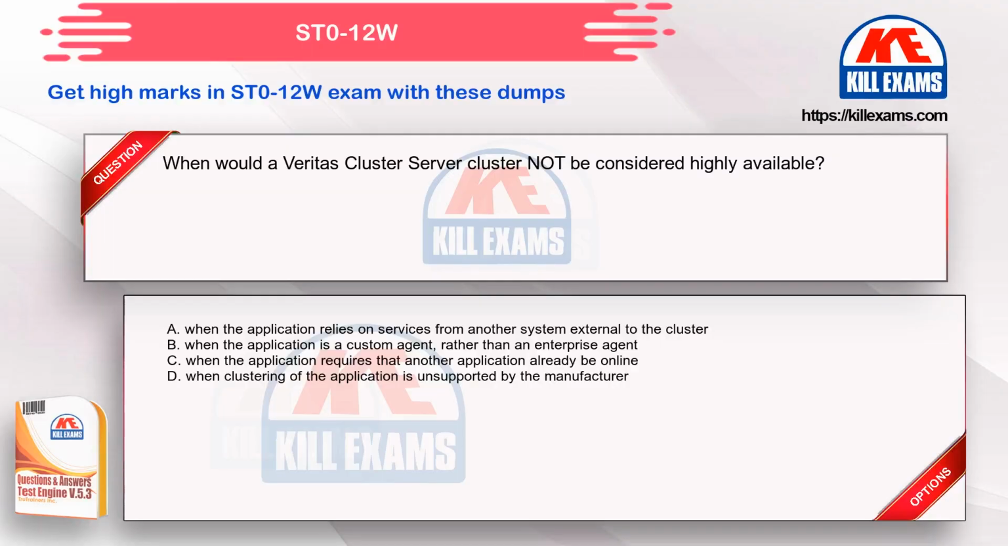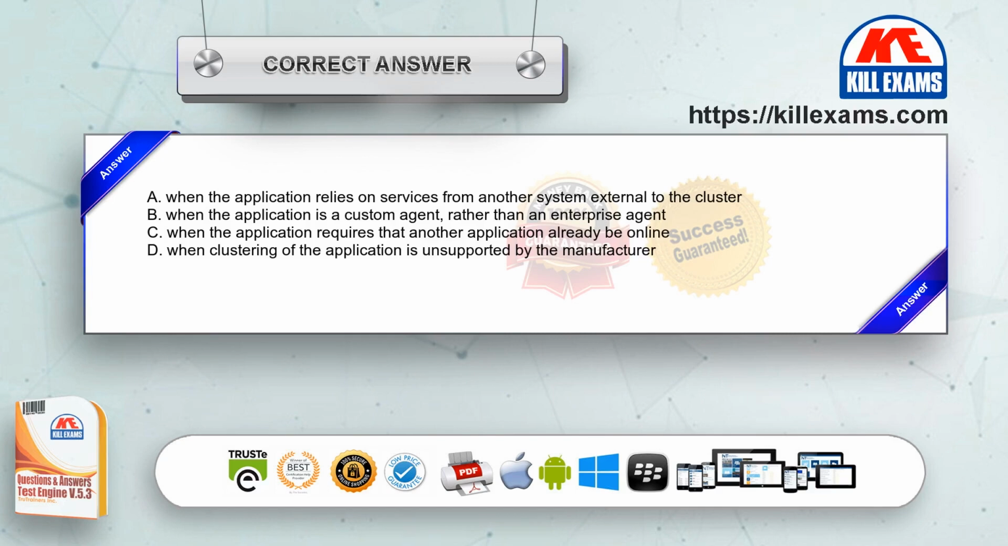When would a Veritas Cluster Server cluster not be considered highly available? Option A. When the application relies on services from another system external to the cluster. Option B. When the application is a custom agent, rather than an enterprise agent. Option C. When the application requires that another application already be online. Option D. When clustering of the application is unsupported by the manufacturer. The correct answer is option A.